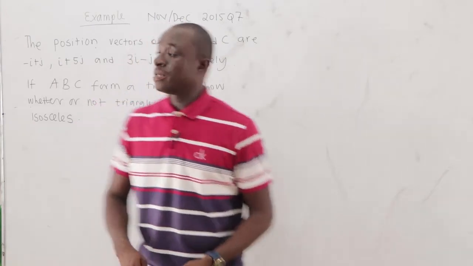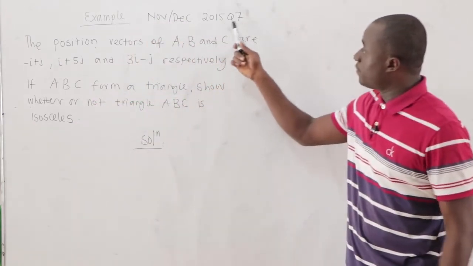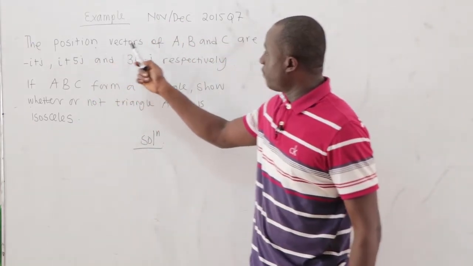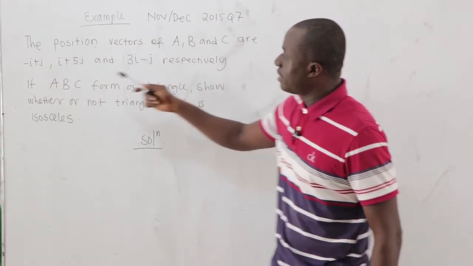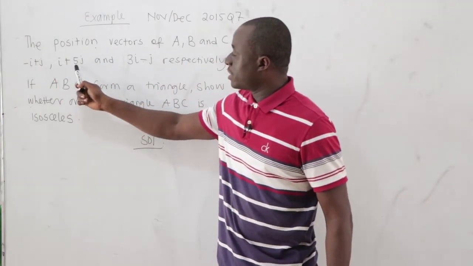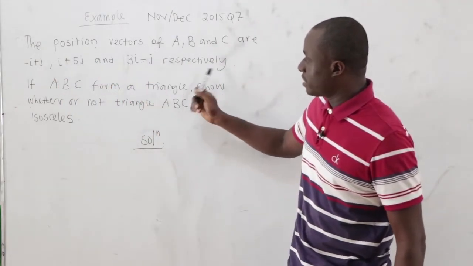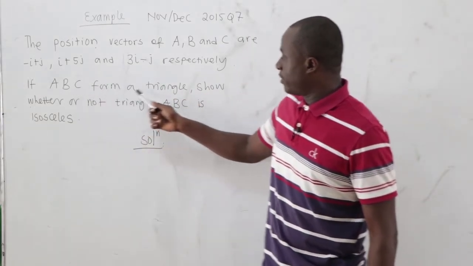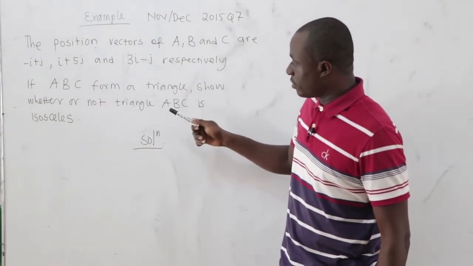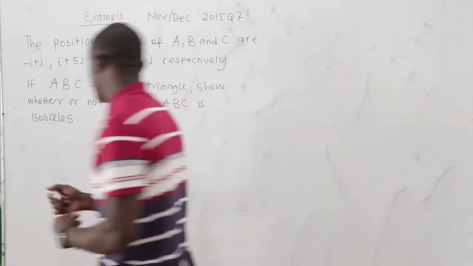Now let's consider this example. This is NOVDEC 2015, question number 7. The position vectors of A, B, and C are negative i plus j, i plus 5j, and 3i minus j respectively. If ABC form a triangle, show whether or not triangle ABC is isosceles.